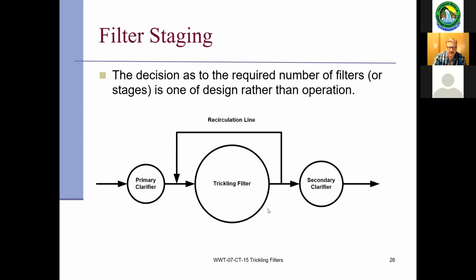Filter staging. There are areas where their sole treatment is a trickling filter. So they have a primary clarifier, secondary clarifier, and their biological treatment is a trickling filter. Typically very low maintenance. They run really well. They definitely prefer to have a constant, even loading rate. And we talked about the recirculation line, which is important to keep feeding that filter during low flow rates.